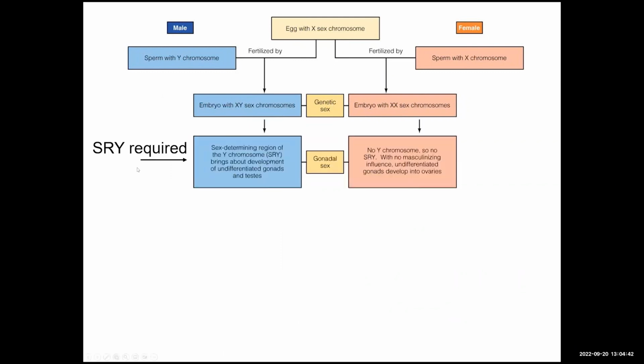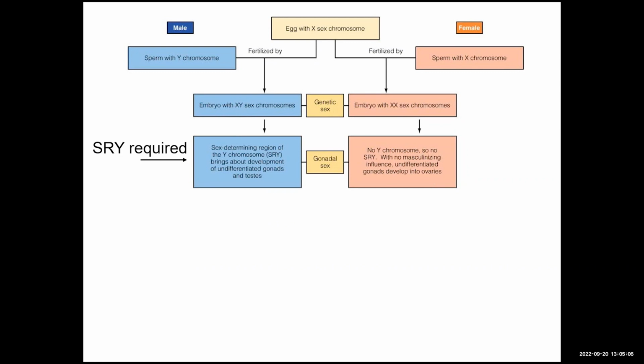Gonadal sex is determined by the SRY gene. If the SRY gene is present, then you will develop testicles. If it is not, then you will not. It is possible to have a Y chromosome, but not have an SRY locus, in which case your gonadal sex would be female.